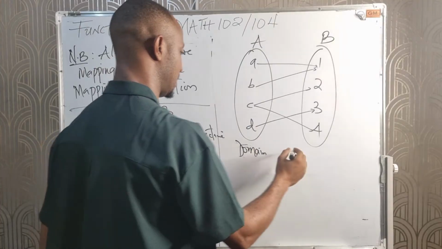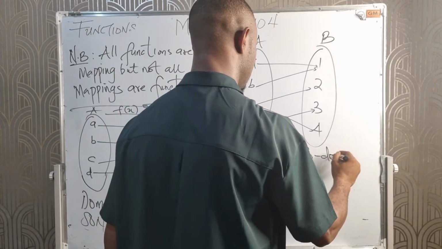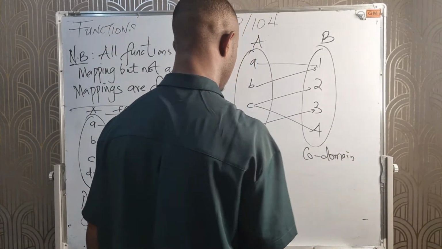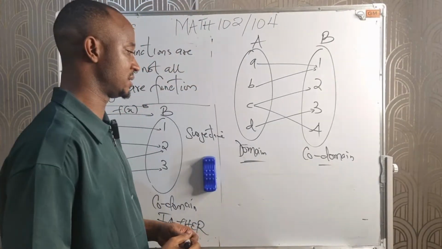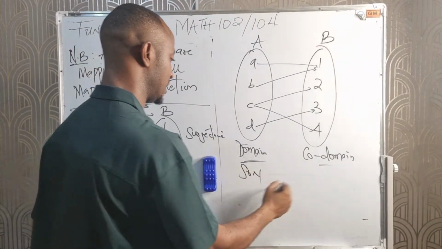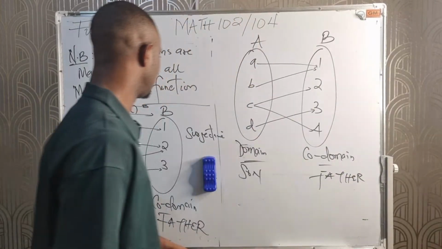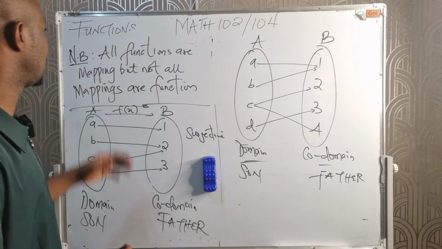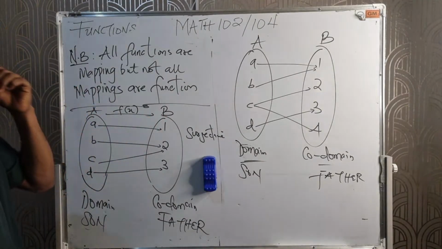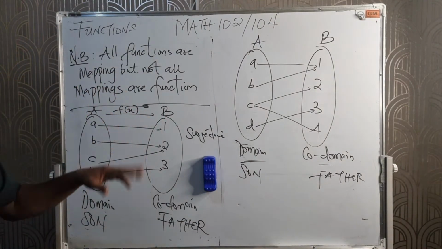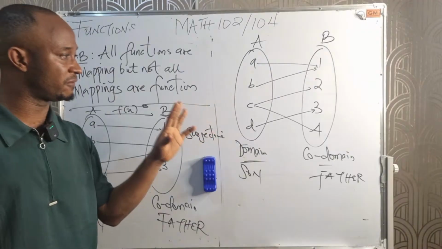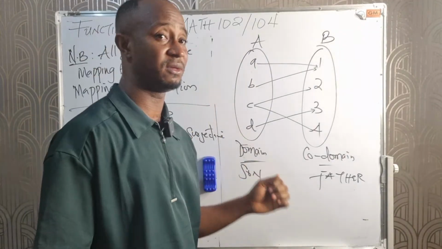The domain and the codomain. Look at this. Like I said, we are using a son and a father relationship, right? To illustrate what a function is. Like I said, all functions are mapping, right? But not all mappings are functions. So is this a function? This is a mapping, but is it a function?